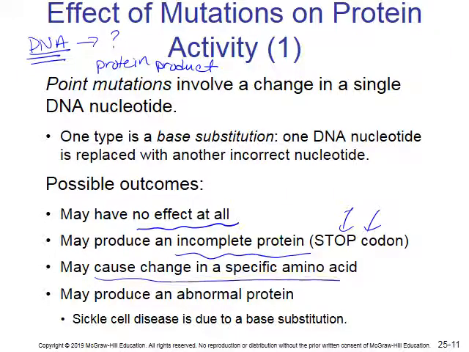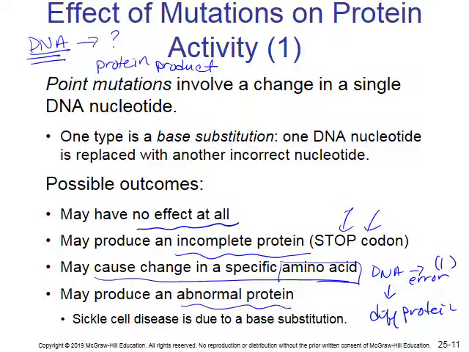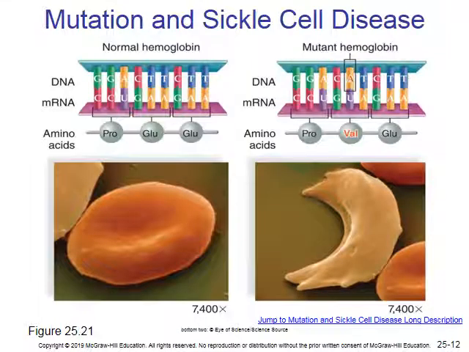It can also cause changes in specific amino acids. So sometimes if your DNA has an error, that's going to lead to a completely different protein being made, just from one letter being off. And that can produce abnormal proteins. And we'll look at sickle cell next. So sometimes a single point mutation can make a big difference.